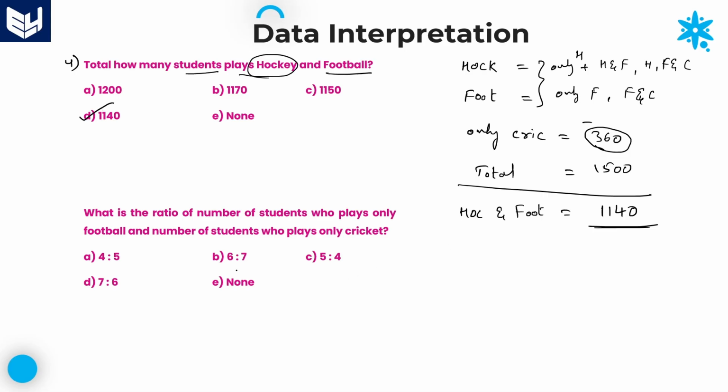Option D. Let us look at the fifth question. Here is the fifth question. What is the ratio of, here we need to calculate the ratio of the number of students who play only football to the number of students who play only cricket? First one is only football, second one is only cricket.